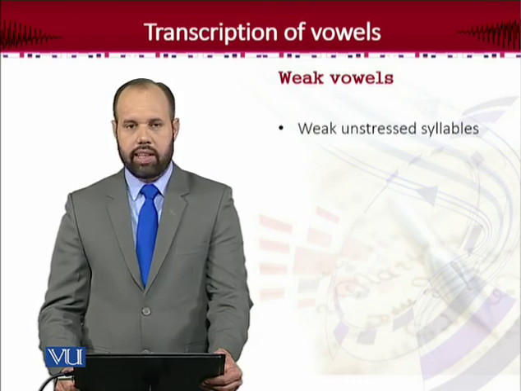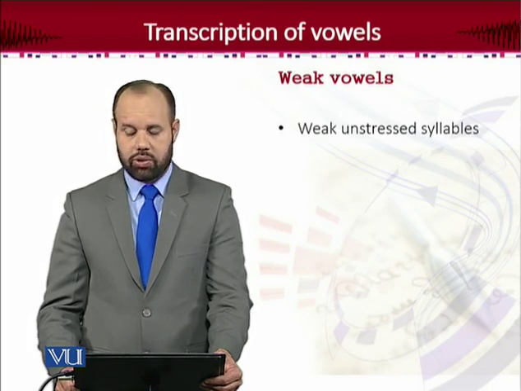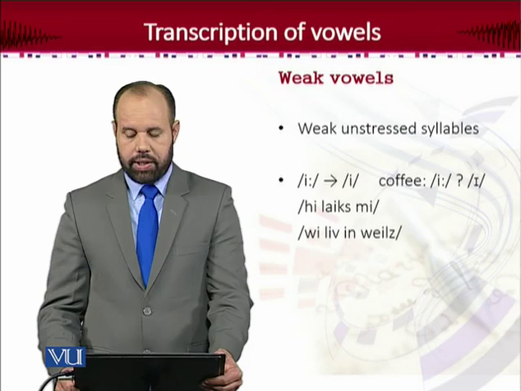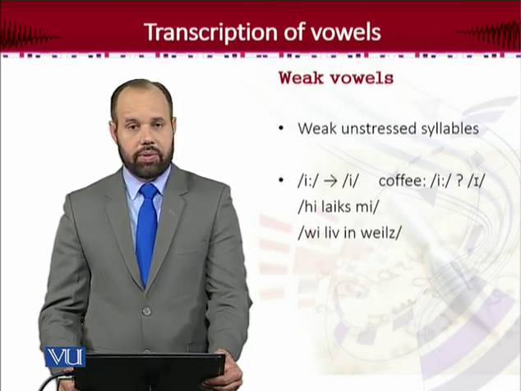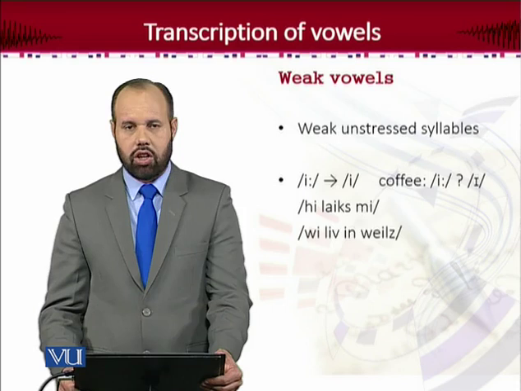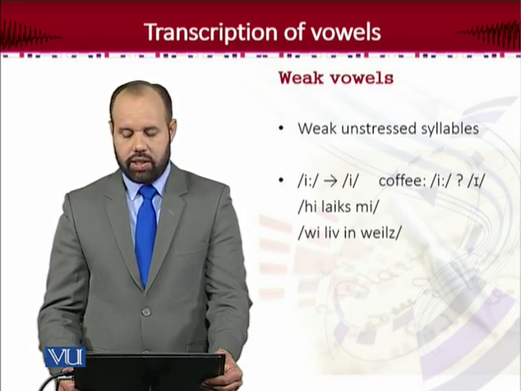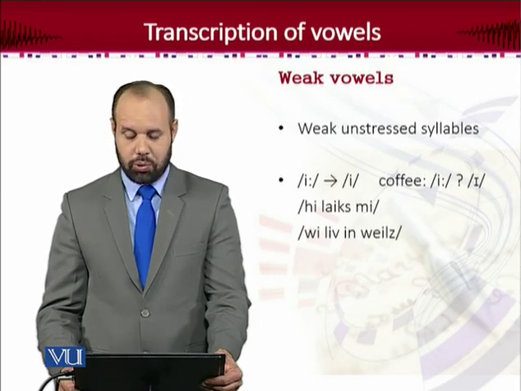Weak vowels are those taking place in an unstressed syllable, so they are reduced. Take the word coffee. The first syllable is stressed, cough, and the second, fee, is unstressed. Which sound is it, by the way? Is it E or I? It is neither E nor I, but it's in between. So it's the reduced one.